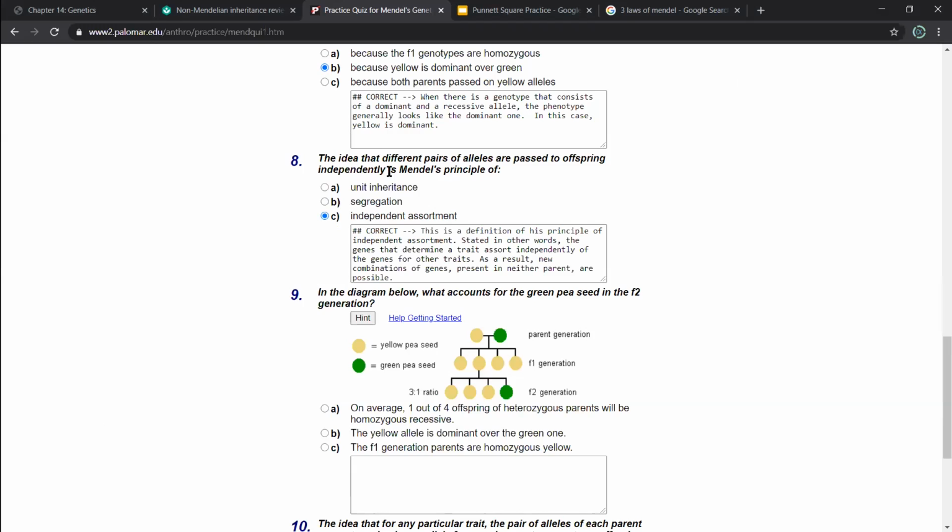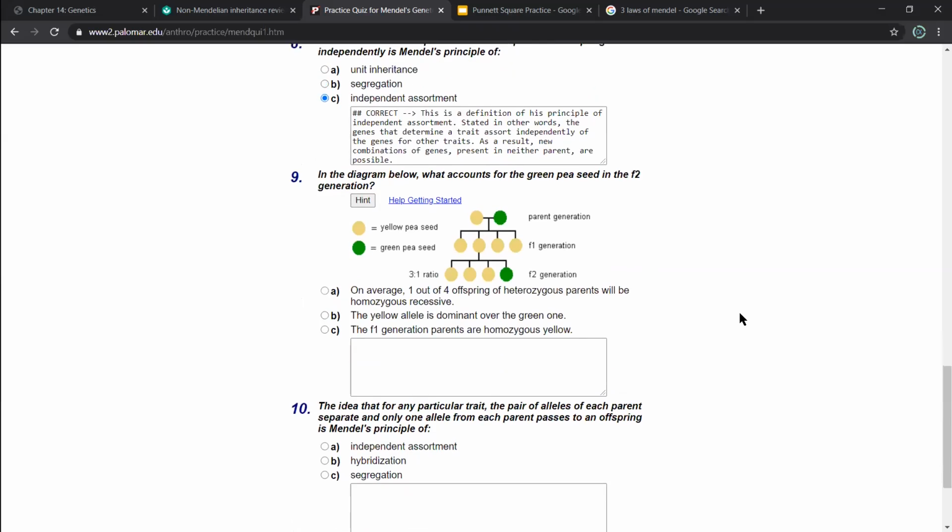And notice how the question asks about different pairs of alleles, which suggests that it's talking about genes, and genes are passed on independently. The law of segregation just means that each parent passes on one allele, and unit inheritance is not really one of Mendel's laws, so that couldn't be the answer.